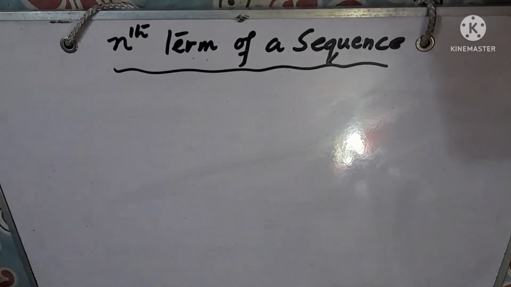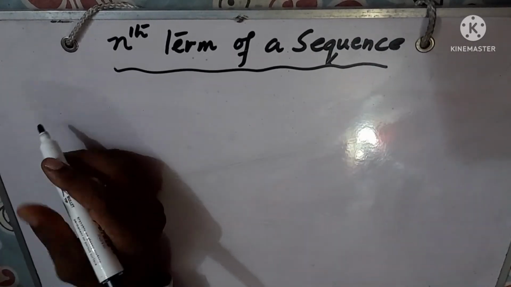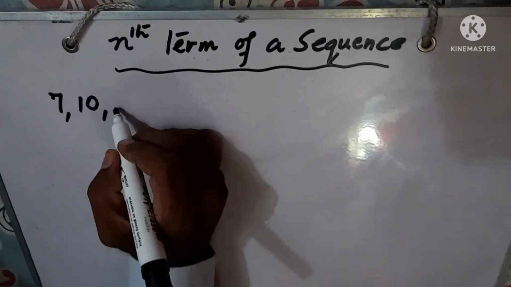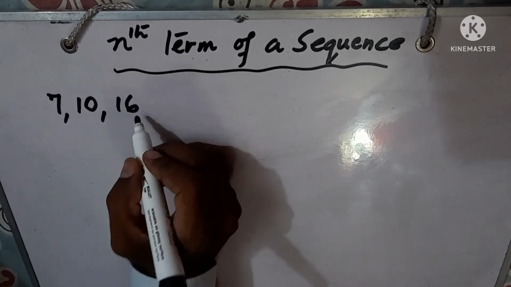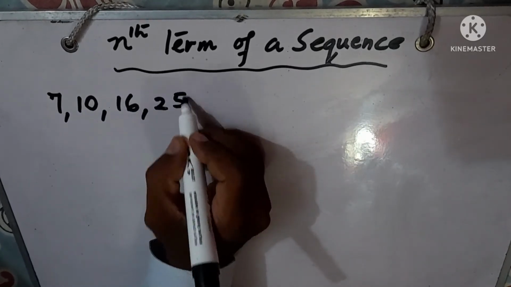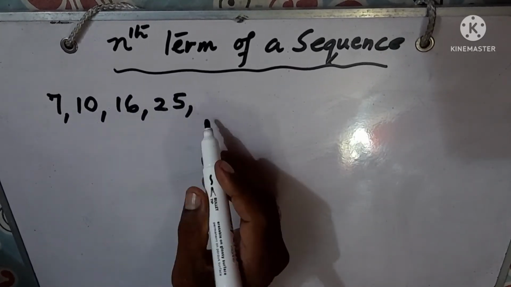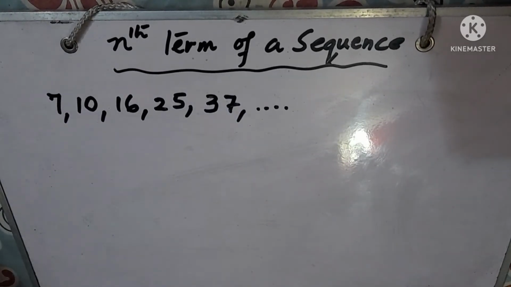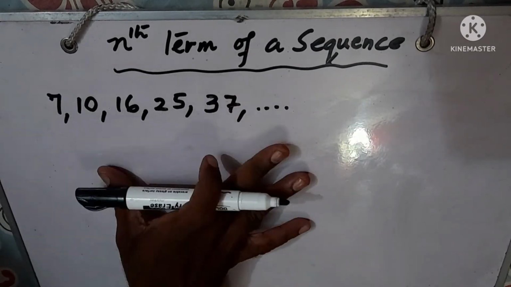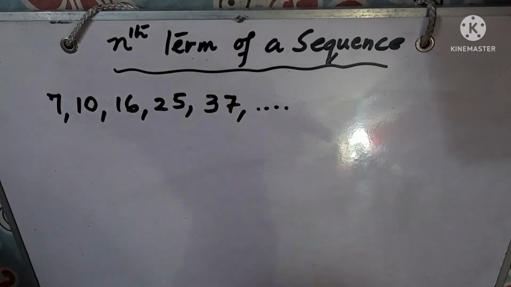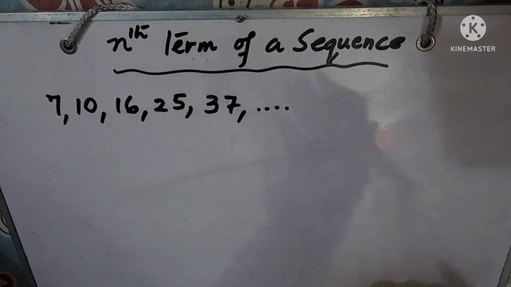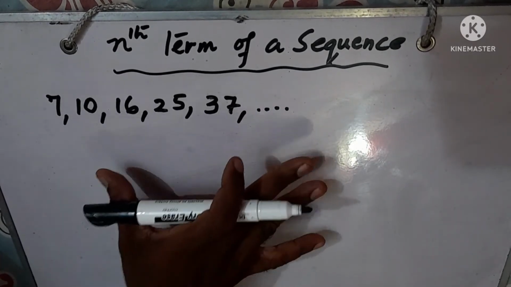Suppose my question here is, if I have 7, then 10, then 16, then 25, then 37, and so on. So this is my sequence and I need to find the nth term of this sequence. So let's try the method we have learned, or the shortcut we have learned, to calculate the nth term.